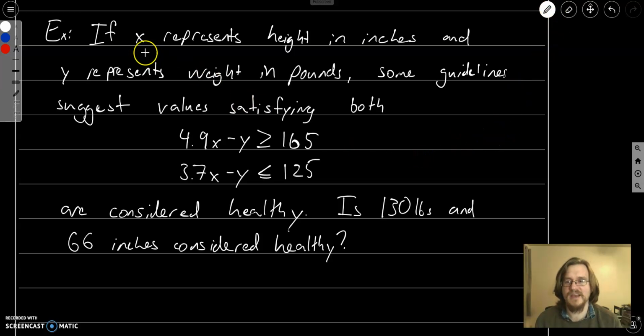So let's dive in. If x represents height in inches and y represents weight in pounds, some guidelines from the book suggest that your height and weight should satisfy these two inequalities. 4.9 times x minus y should be greater than or equal to 165. And 3.7 times x minus y should be less than 125. The weights and heights that satisfy both of those inequalities are considered healthy. So the question is, are 130 pounds and 66 inches considered healthy? Does it satisfy both of these inequalities?